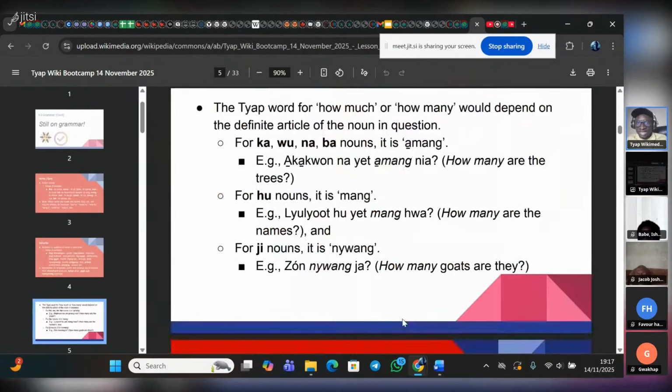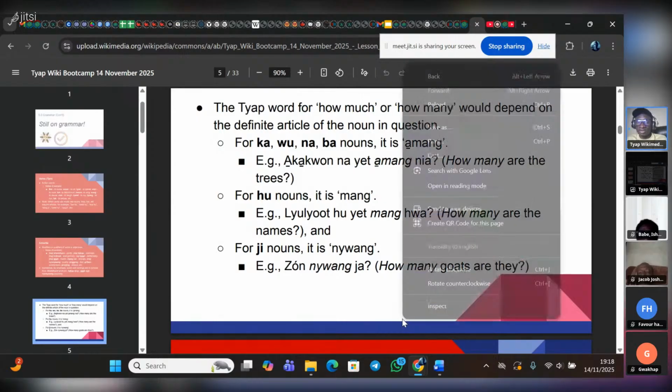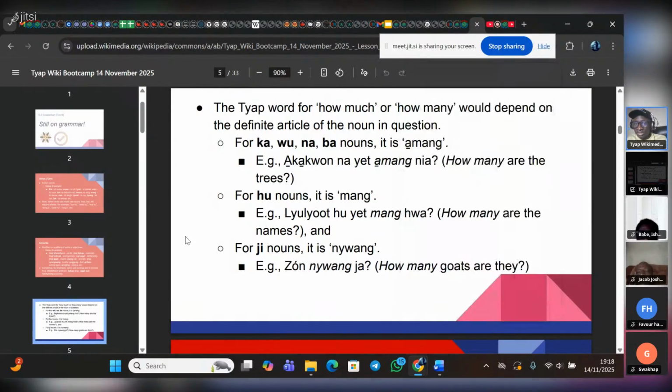The Tyap word for how much and how many would also depend on the definite article of the noun. In other words, most things in Tyap, or correct usage of Tyap, depends on one's knowledge of how to use the definite articles. Now, earlier on in our lessons, we told you that we have about six definite articles in Tyap, and two of them are used mainly for singular nouns. Two of them can be used for both singulars and plurals, and then two of them are used mainly for plural nouns. And then you expect that everything follows in this pattern, but sometimes it is altered.